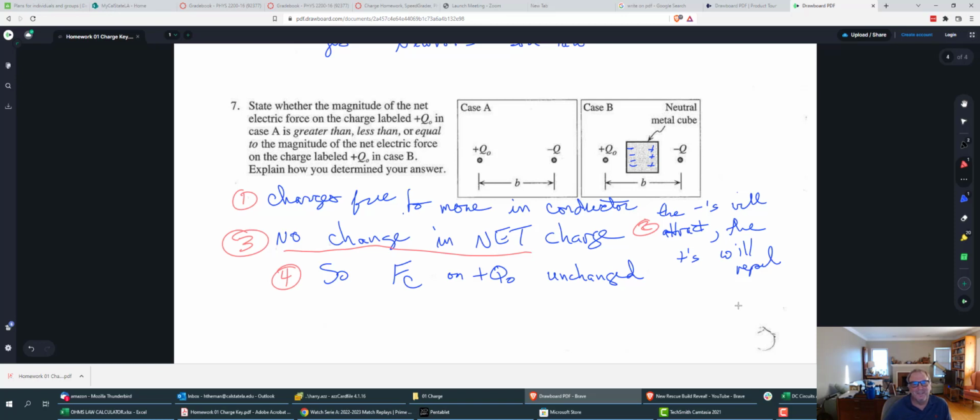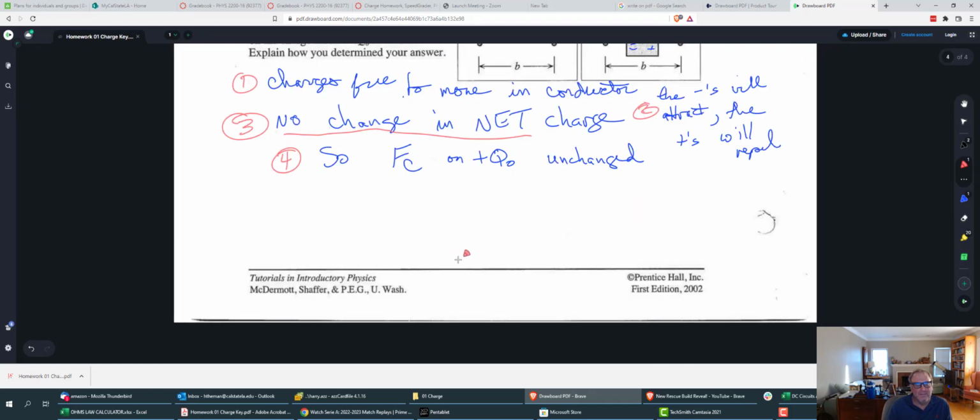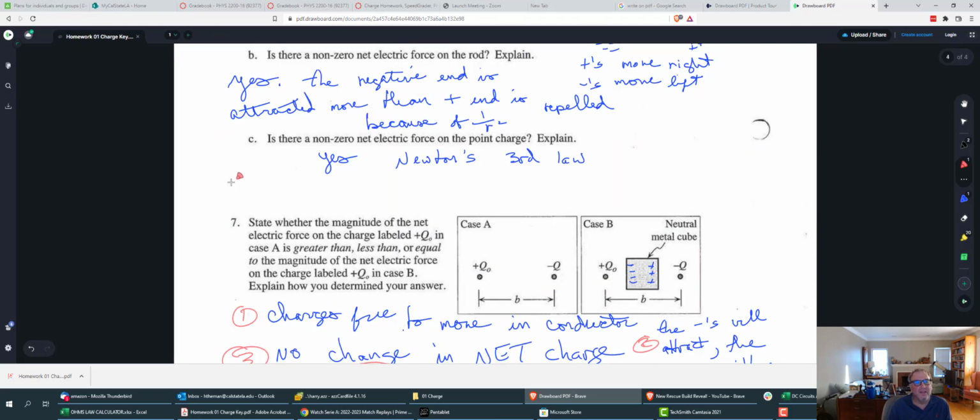It's pretty weird, and you'll talk about that in lecture, and maybe in activity when we talk about capacitors. Okay, here we go.